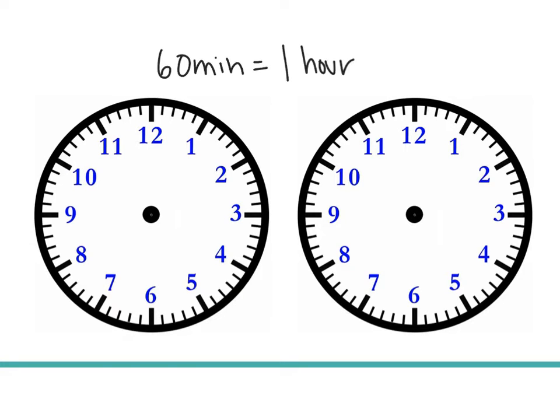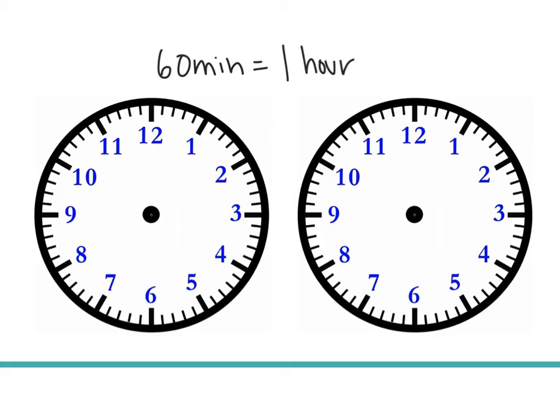So each of these little lines on here represents 1 minute. So these are 5s, but then the little ones are 1. So 1, 2, 3, 4, 5, 6, 7, 8, and so on. So when we are looking at this, there are always 2 hands. There's a long hand and a short hand on a clock. So the short hand is what tells us the hour.